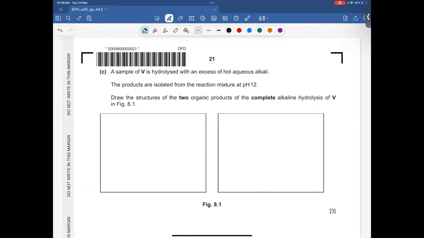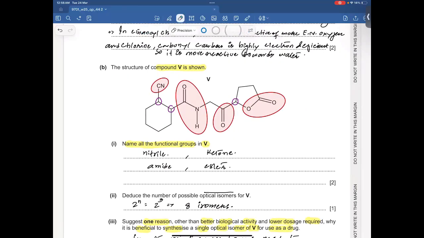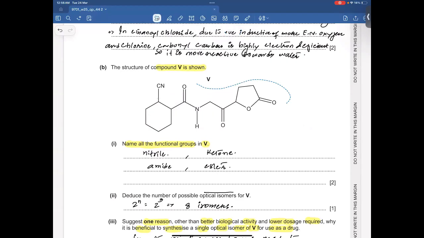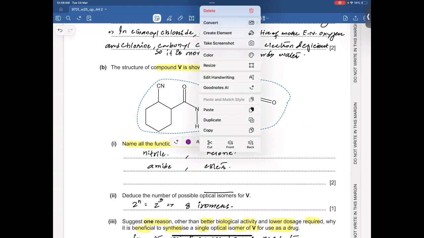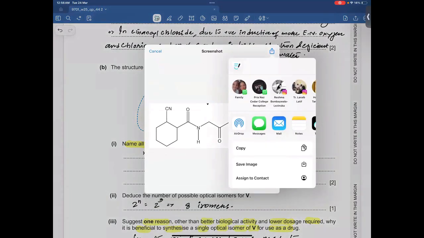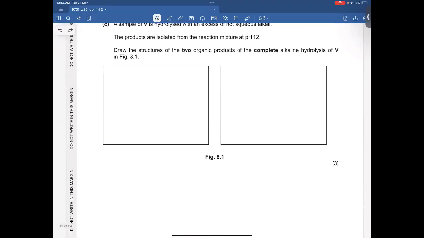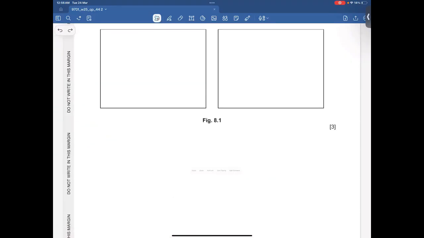Oh my goodness. Sample of V. So this is your V. First, let me copy this structure. Okay. Let me write it down here. This is the structure of V.